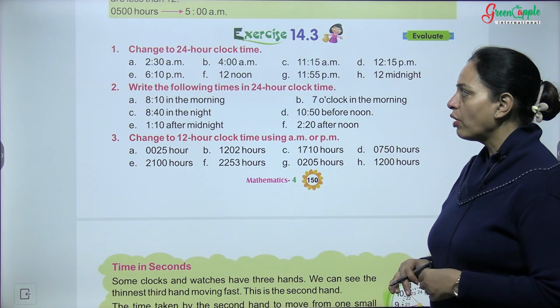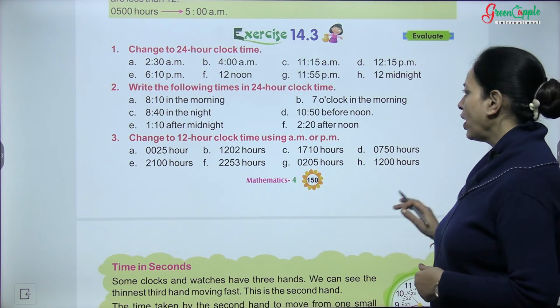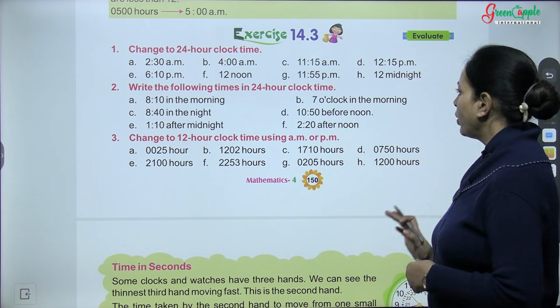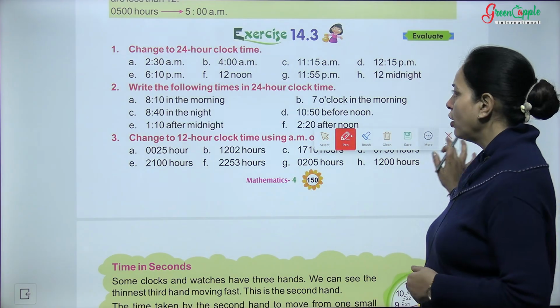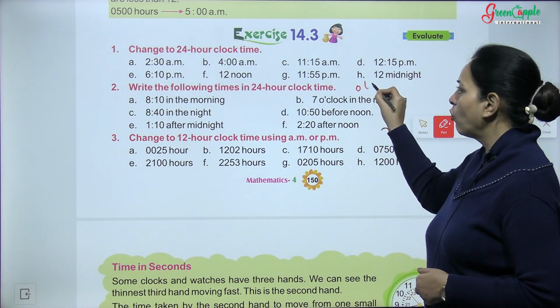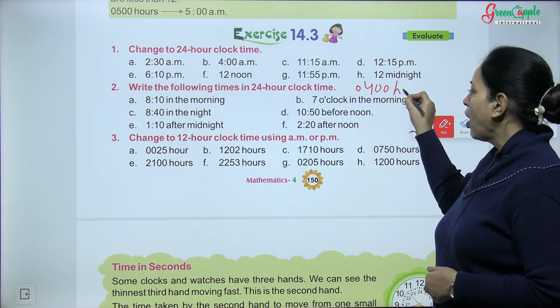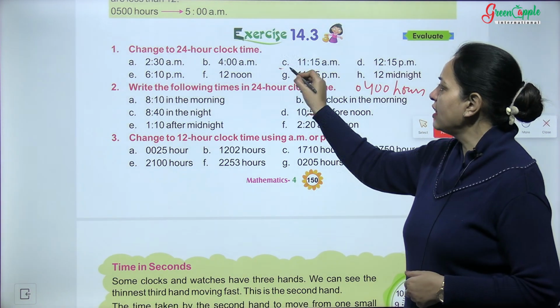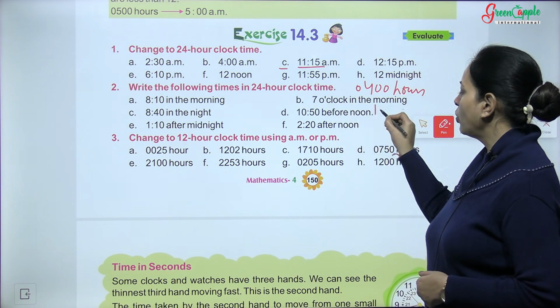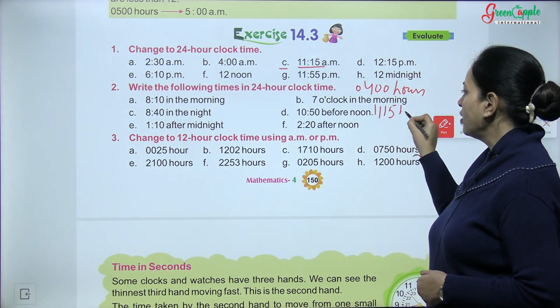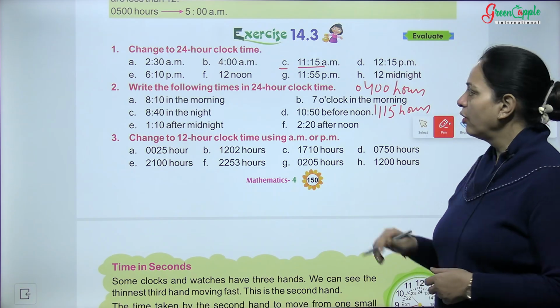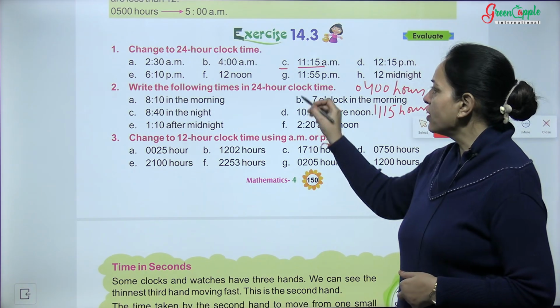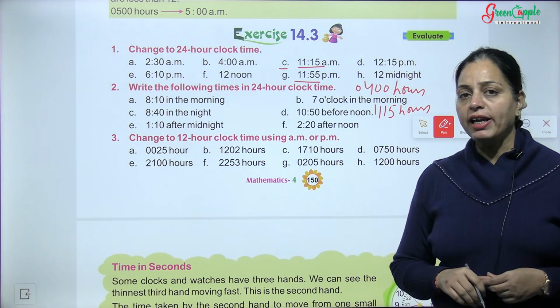Change to 24-hour clock time. So like here B part, 4 AM. So what will you write? You will write 04:00 hours. Okay. Now here this C, 11:15 AM. So 11:15 hours. Right? Okay. Now this G, 11:55 PM.